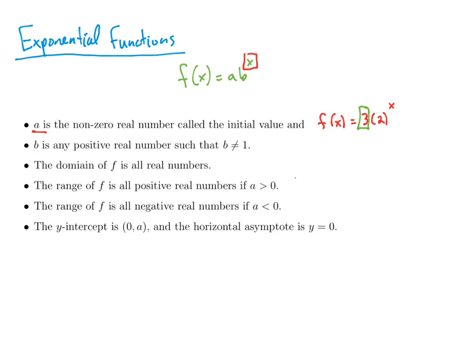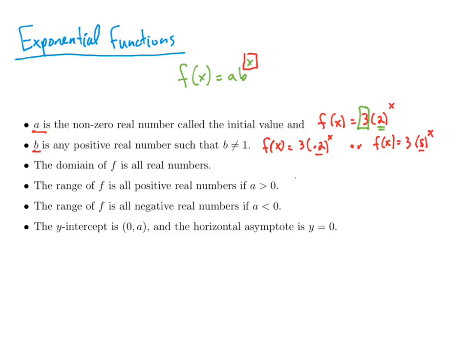The b value must be positive, and it cannot be equal to 1. So for example, let's say the a value is still 3. We could have f of x equals 3 times 0.2 raised to the x, or maybe f of x is equal to 3 times 2 raised to the x, or 5 raised to the x. Okay, so the b value must be positive, and it cannot equal 1.